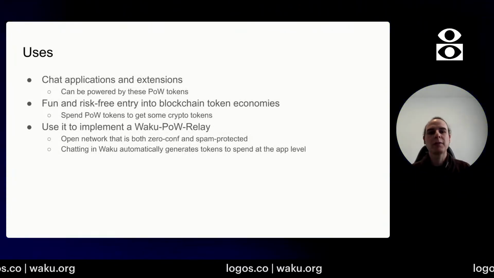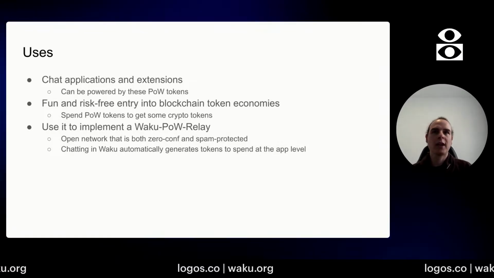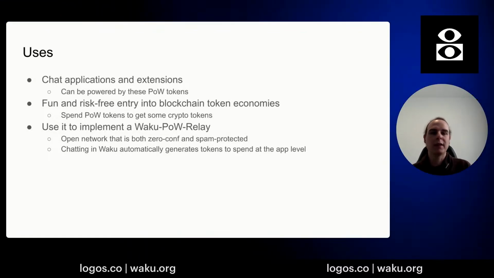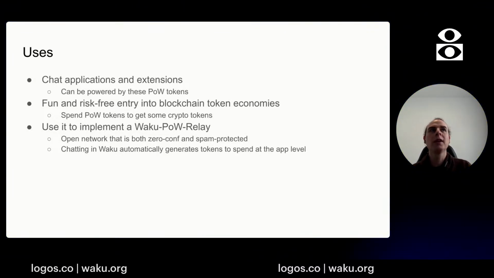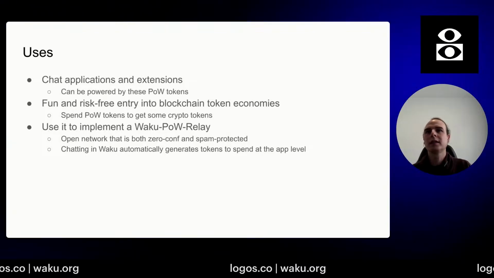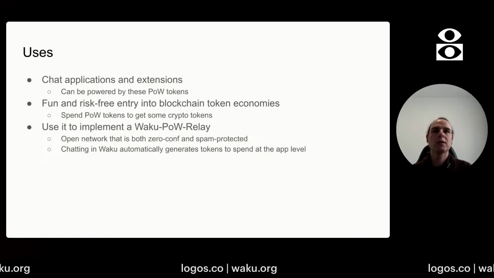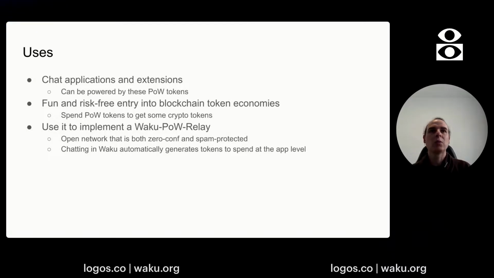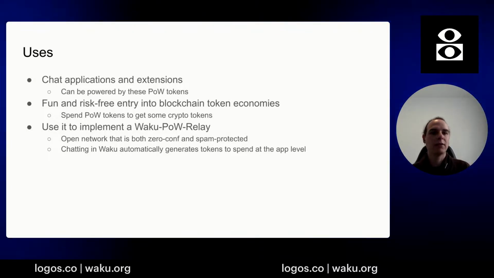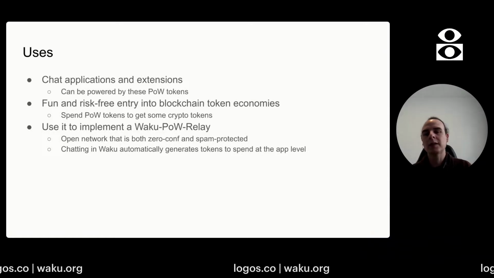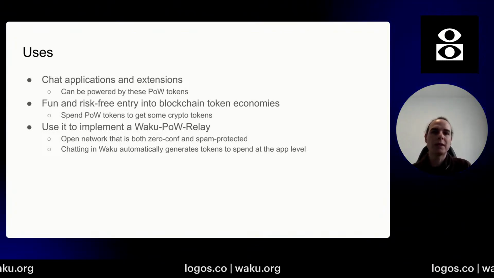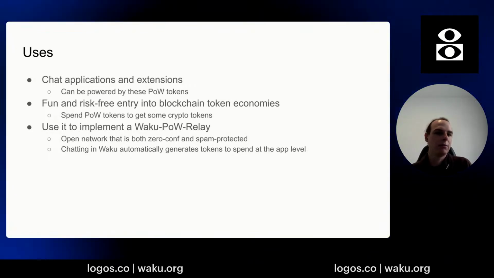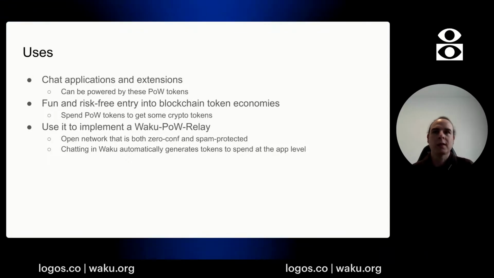So what would you use the system for? Basically for all sorts of chat applications and extensions. You can have games, completely decentralized games that have an economy. They can use this token for the economy. Testnets, demos, tutorials, you can use this to get started really quickly. It's also a fun and risk-free entry into blockchain token economies, because you could have a crypto faucet bot that participates in the system, and you can feed it proof of work tokens, and it would grant you some tiny amounts, your first amounts of crypto, which you could obtain entirely with hashing at home and chatting, basically.